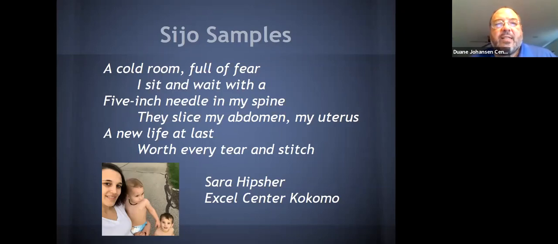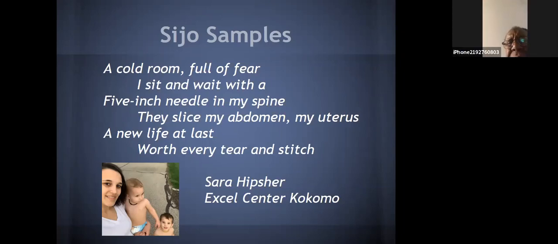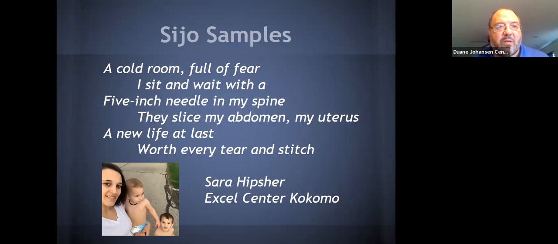And I love how she takes the graphic imagery of the first two lines, and then with that twist in a new life, really changes the focus of the poem there. Have it be about her giving birth. And so I wanted to share that with you because I was really proud of her work.